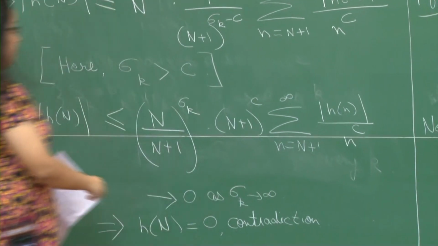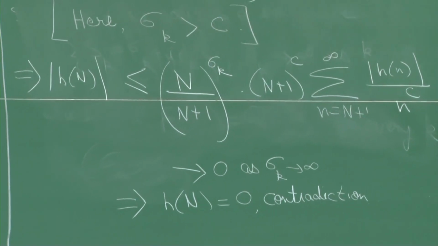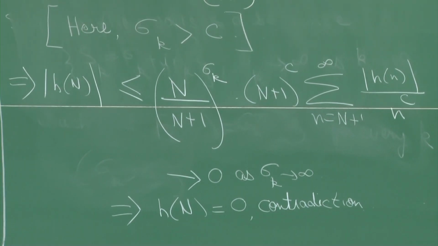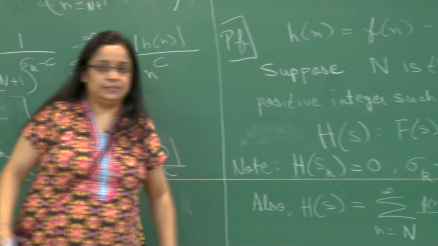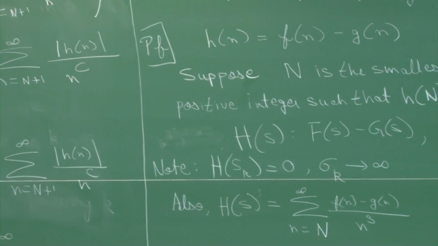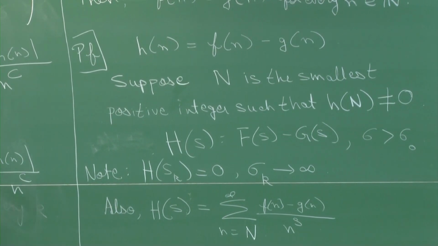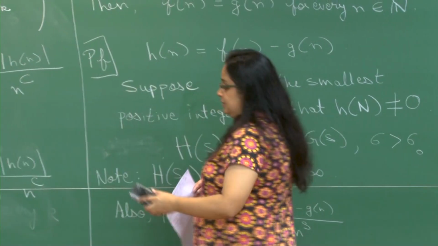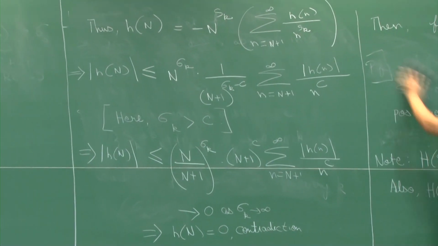And therefore, this tells us immediately that our assumption was false, and therefore you cannot take any such smallest positive integer for which h of n is not equal to 0, and therefore this has to be universally 0. So this tells you that f of n is exactly equal to g of n for every n.